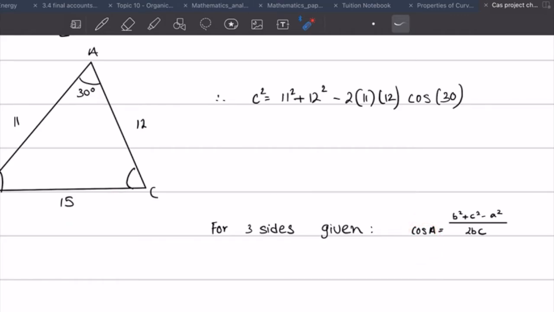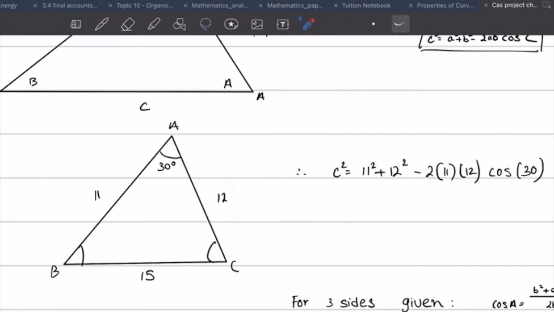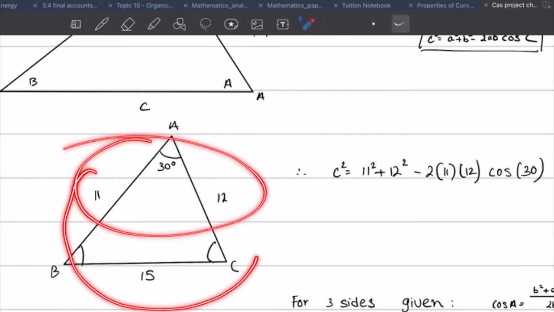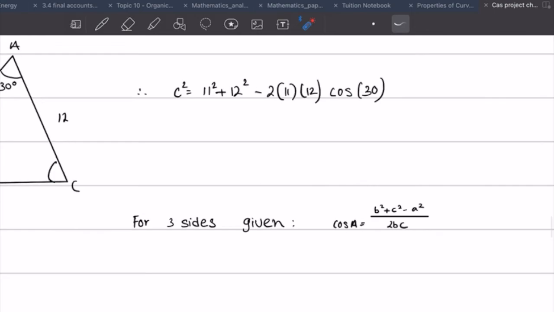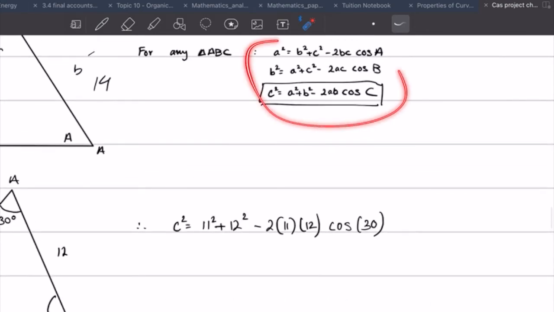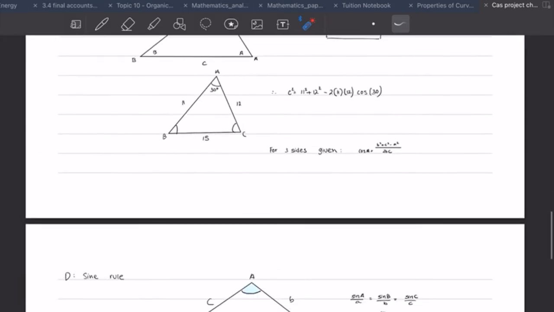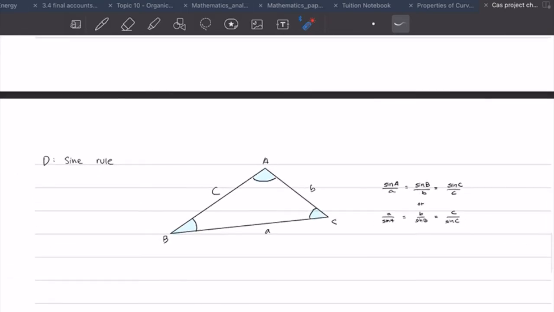So you use the cosine law, the cosine rule, when you have an angle sandwich like here, or when you have three sides given like that. And of course the a, b, and c here can be adjusted like this, like right here. Now let's talk about the sine rule.